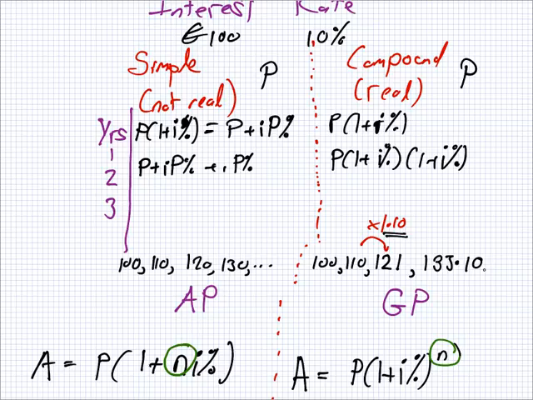So let me give you a small question using these numbers here. I have €100 at 10%. I would like to know when will I have €200, using a simple interest rate and a compound interest rate. Now which answer will be smaller for n? The GP, because we'll get there sooner. Okay, so I want the n for both situations, please.